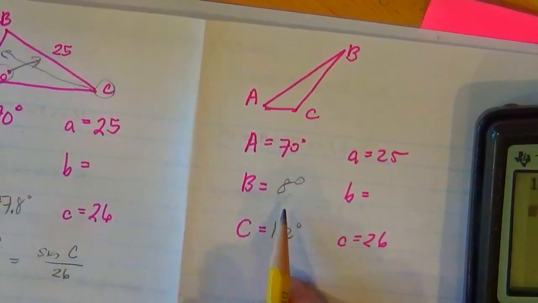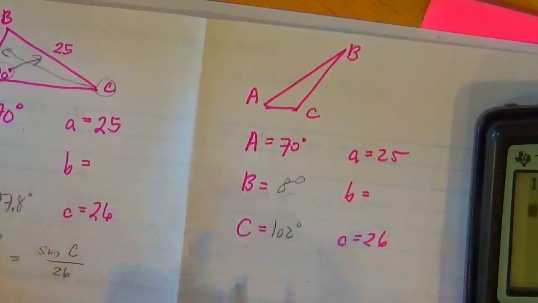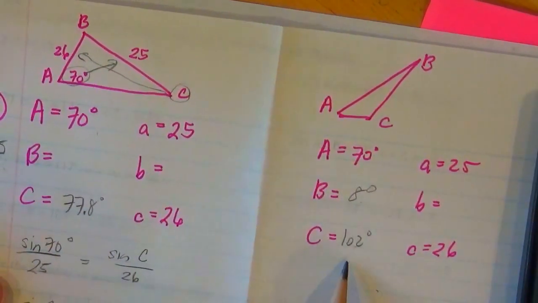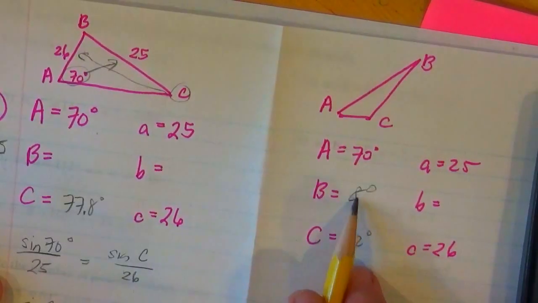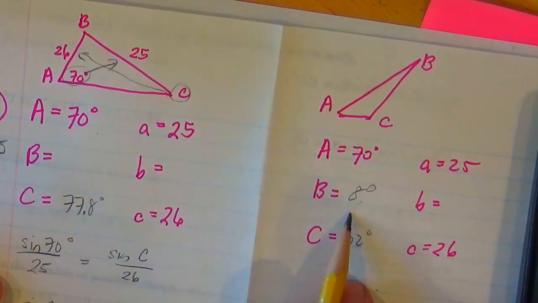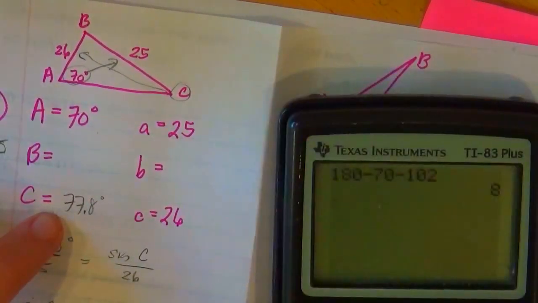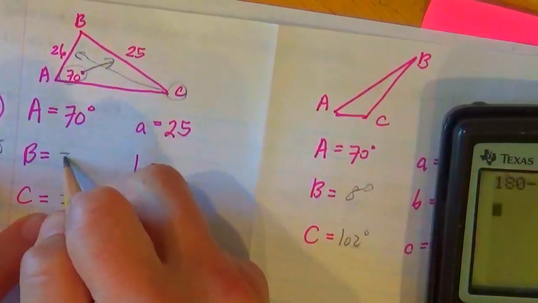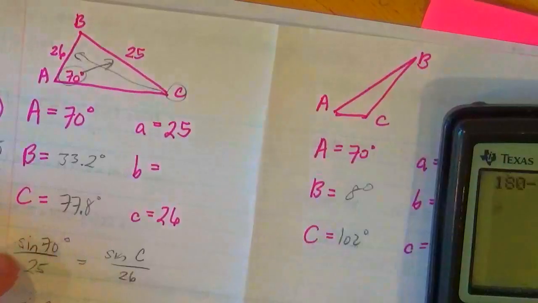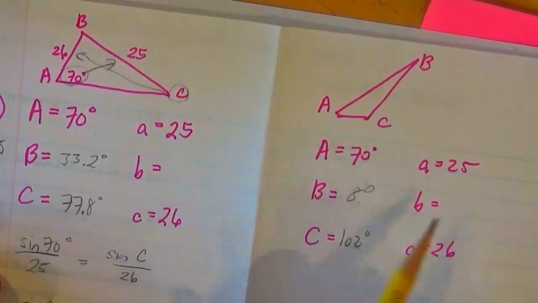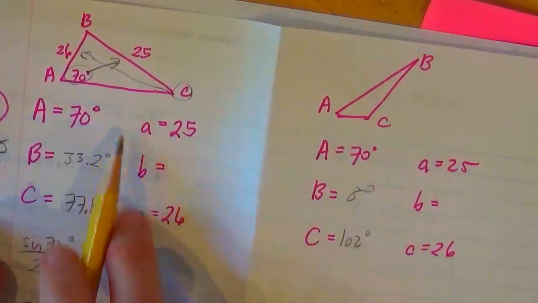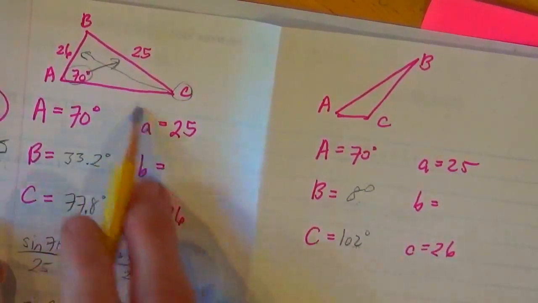That's fine. So I'll have two completely separate triangles, one with the 77.8 for C and one with the 102 for C. And then in this triangle, the B will be 8 degrees, and in this triangle, the B will be 180 minus 70 minus 77.8, which is 32.2 degrees. Excellent. And so now we just have to find the b sides for both triangles completely separately. So I'll do this first triangle first using its info.